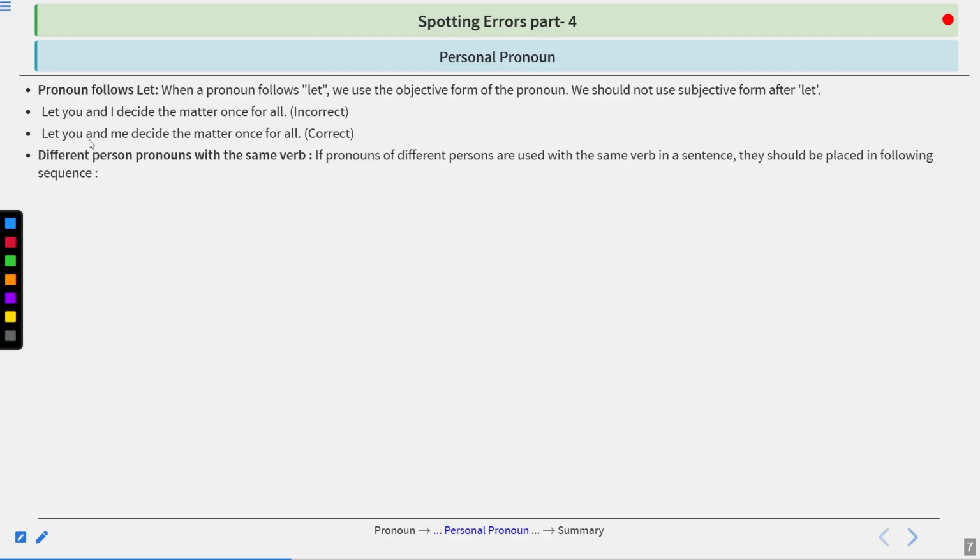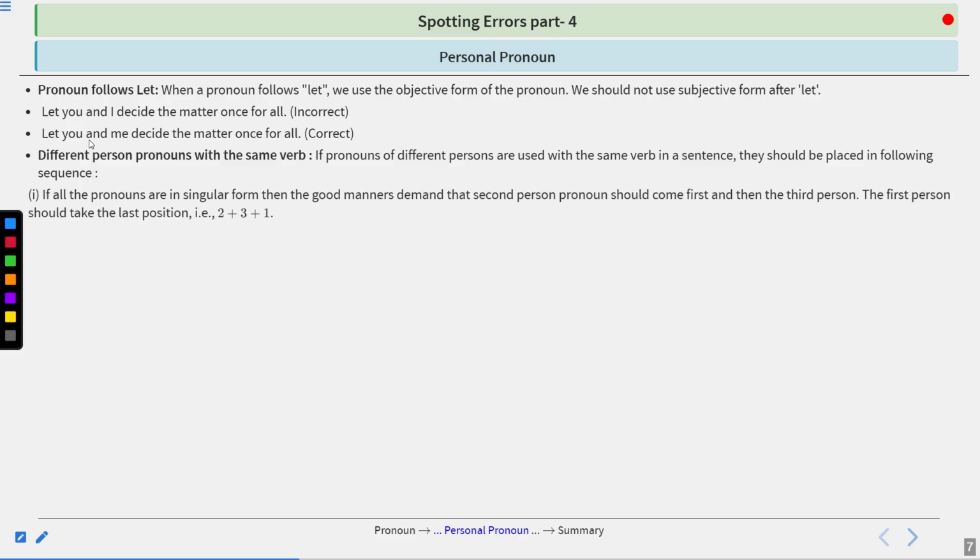Different persons' pronouns with the same verb. If pronouns of different persons are used with the same verb in a sentence, they should be placed in the following sequence. The first one, if all the pronouns are in singular form, then good manners demand that the second person pronoun should come first, then the third person. The first person should take the last position. So the good manner and the correct order is 2, 3, 1. Two means second person, three means third person, and one means first person.